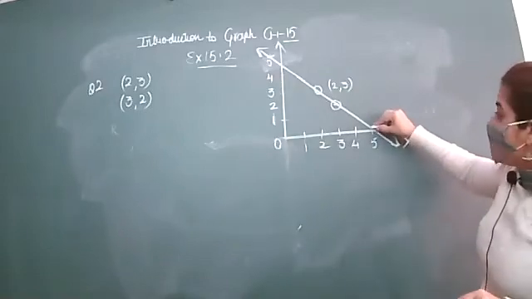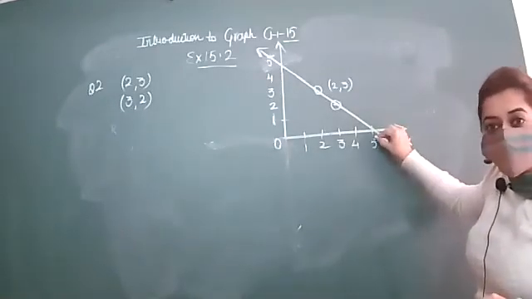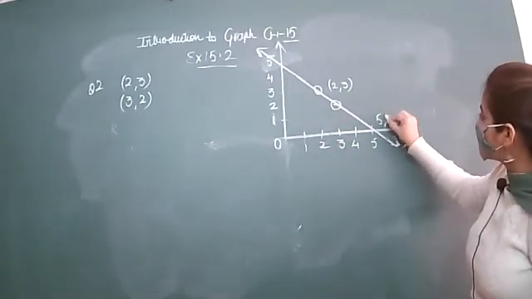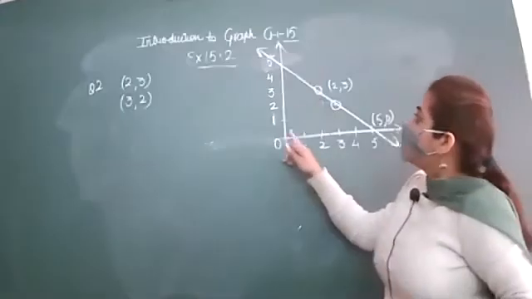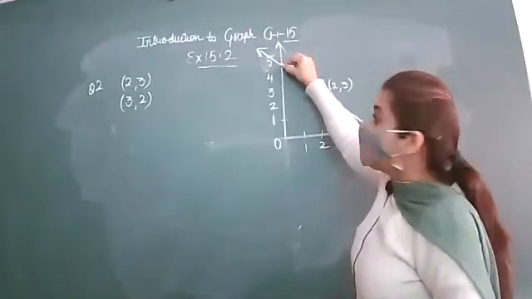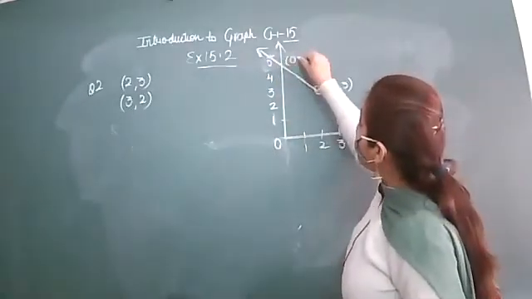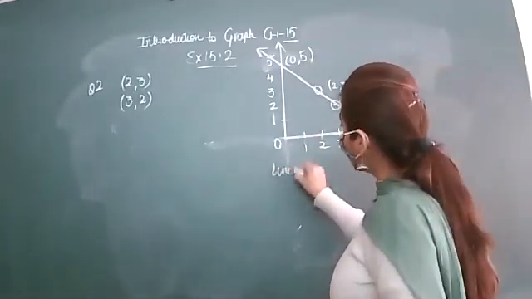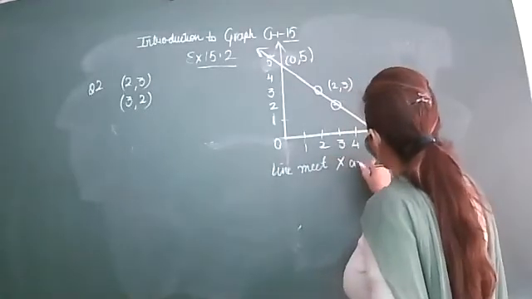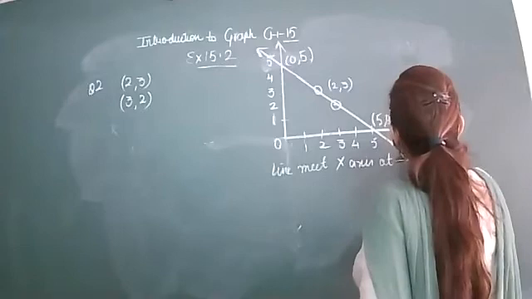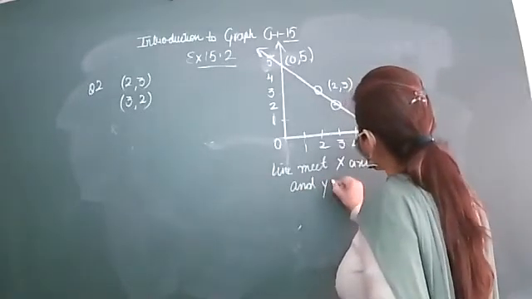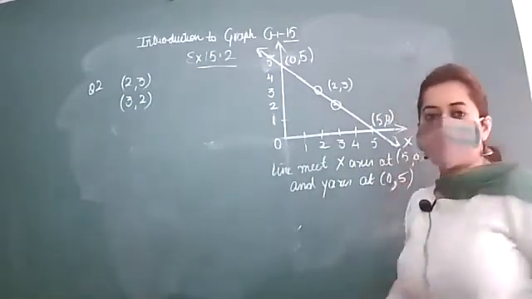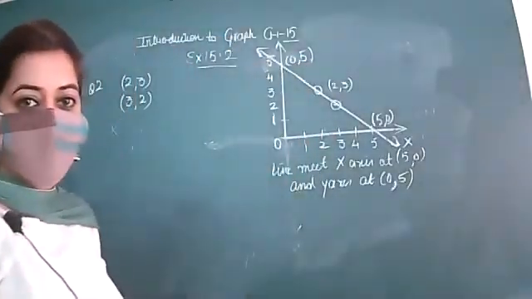As you all know, when the line meets the x-axis at 5, its y-coordinate must be 0. So it is intersecting the x-axis at 5, 0, and it is also touching the y-axis at 5, where the x-coordinate is 0. So the point is 0, 5. So you will write the answer here: the line meets the x-axis at 5, 0 and the y-axis at 0, 5. Because it is asked in the question, you have to write the point. That's why I have written it.